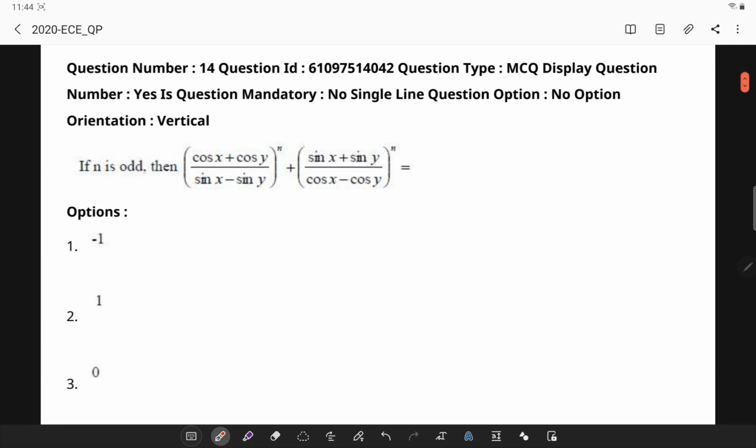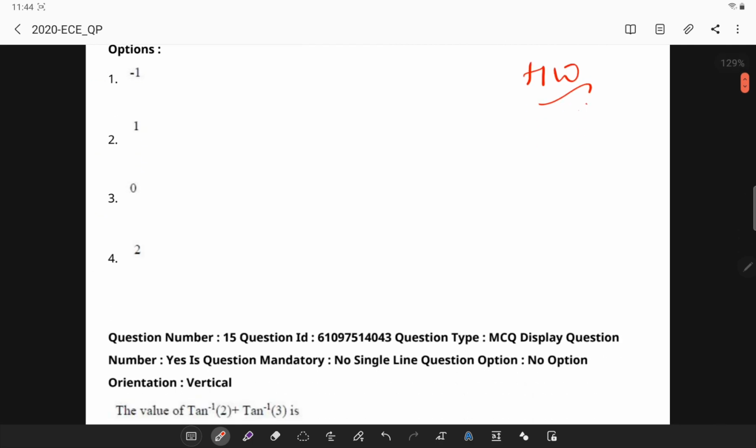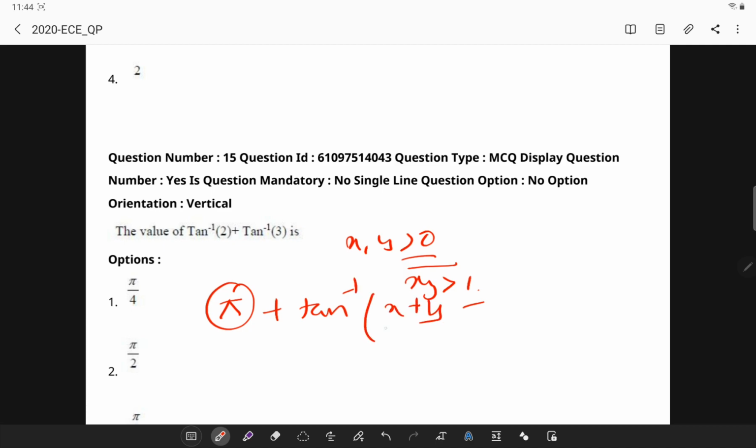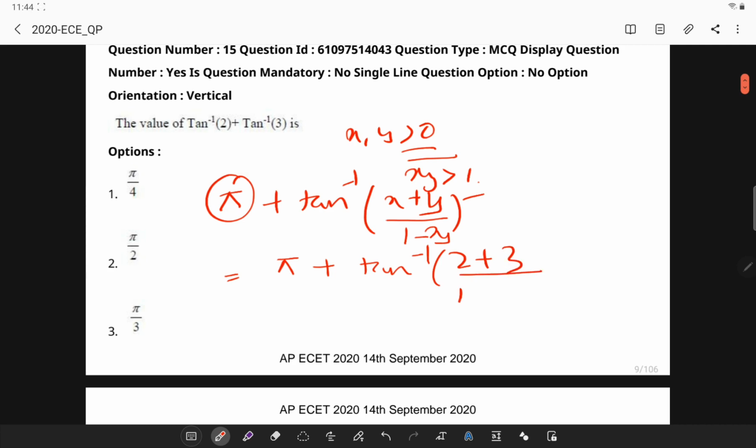So the next question is a tough question, which is a homework question that you have to solve. Next, tan inverse 2 plus tan inverse 3. Because x and y are both greater than 0 and xy is greater than 1, the answer will have pi plus tan inverse of (x plus y) divided by (1 minus xy), or pi plus tan inverse of (2 plus 3) divided by (1 minus 2 into 3). This is simply pi plus minus pi by 4, which is 3 pi by 4.